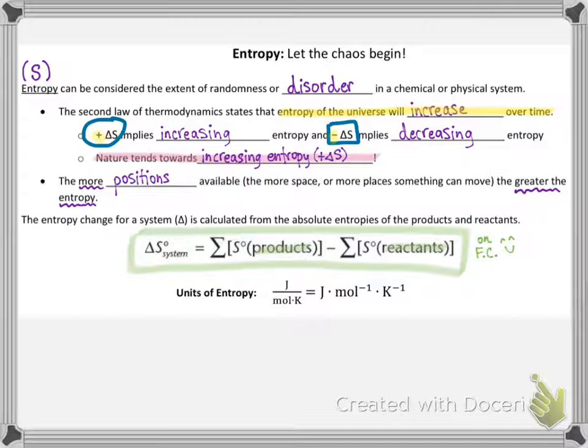The units of entropy are a little bit odd. It is going to be given in joules per mole Kelvin. So this can also be written with the moles to the -1 and the K to the -1, but that just, of course, means dividing. So you'll see it written both ways, but those are the units for entropy.